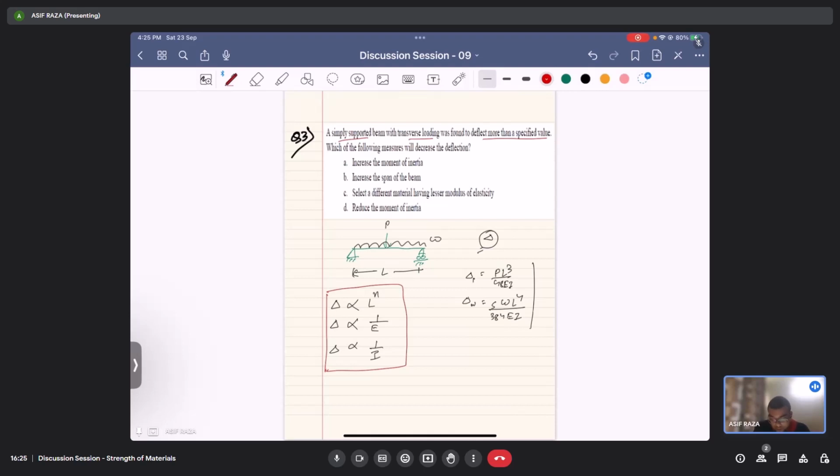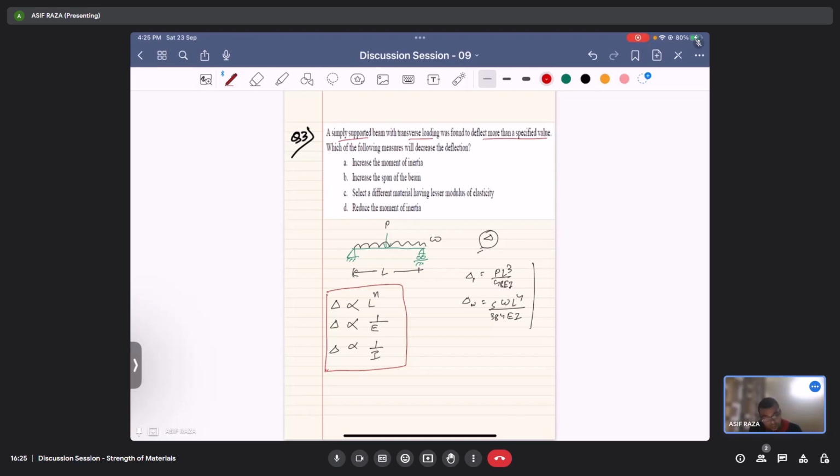So if you want to decrease the deflection, what should we do? Options are: increase the moment of inertia; increase the span of the beam; option C, select a different material having lesser modulus of elasticity; and option D, reduce the moment of inertia. If you see option A and option D, it's quite contradictory. So out of these two options, one would for sure be the answer.